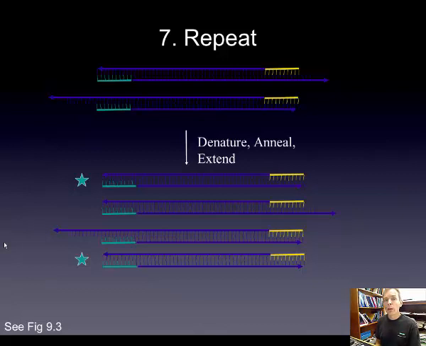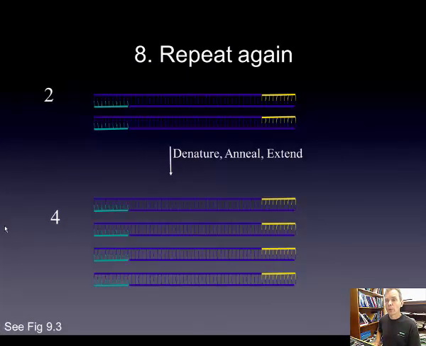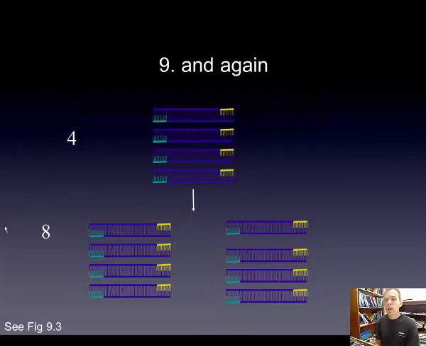Now we have gone from 1 to 2 DNA molecules. Now we're going to go from 2 to 4, by repeating the denature, annealing, extension. And from 4, we go to 8, and so on. Every cycle that we repeat is a doubling of the amount of the DNA that we get. So you can do the math, but after 20 cycles or so, the DNA will be amplified 1,000,000 times. The power of exponential amplification.